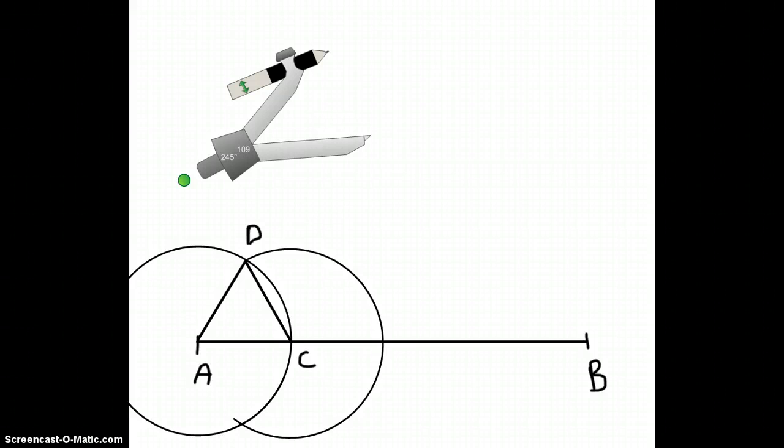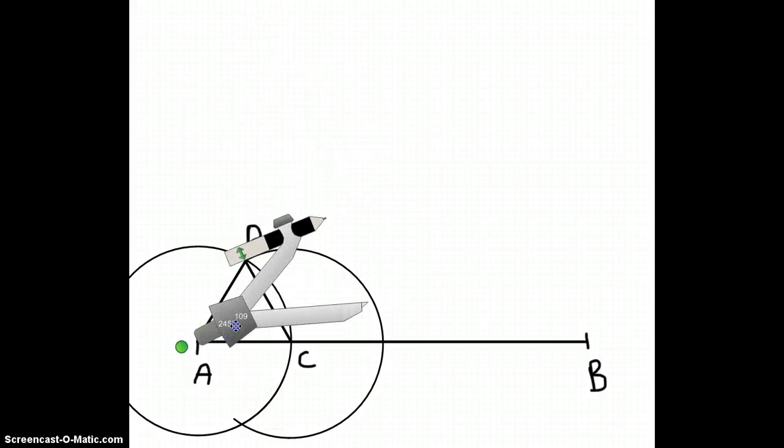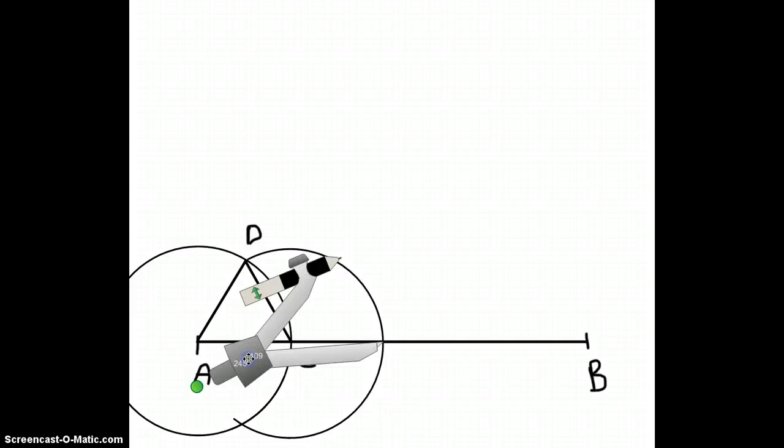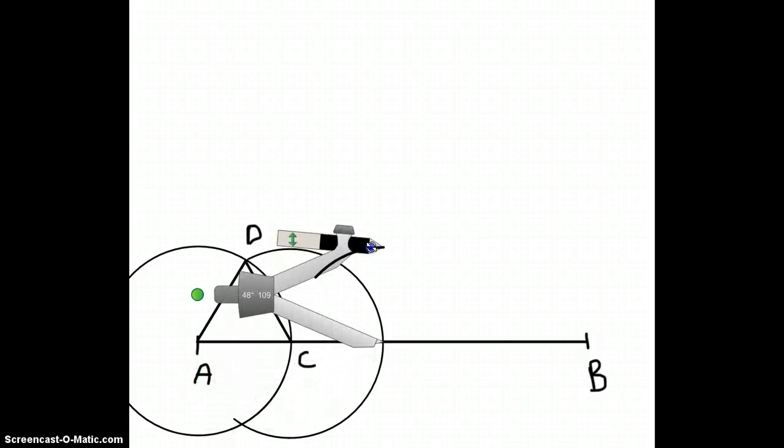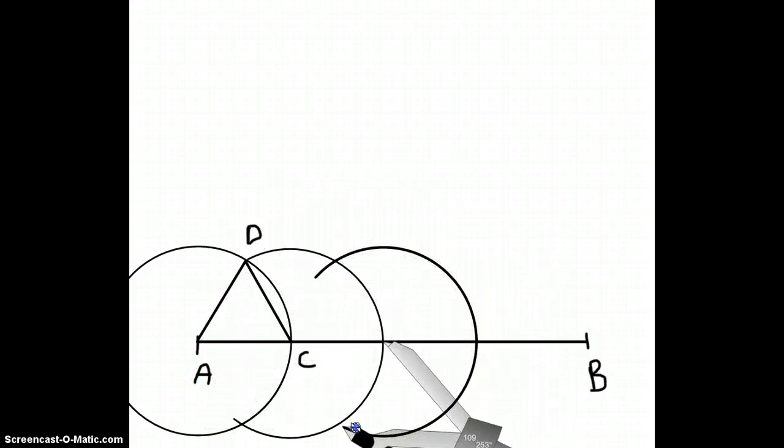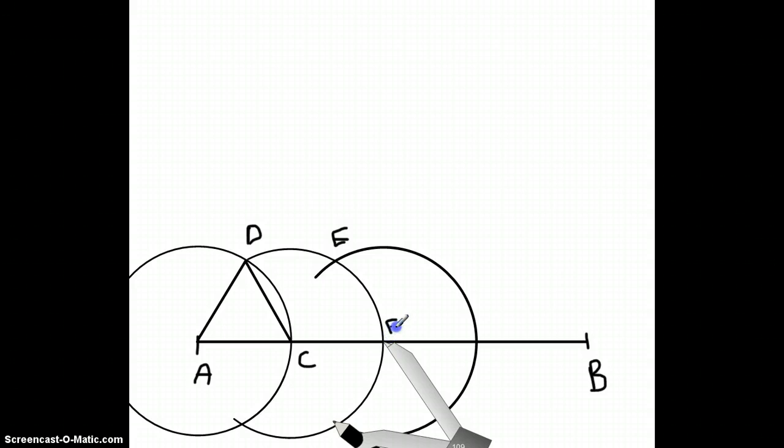I will take my compass again, and I'll create another arc starting at this point here. So if I create the arc, and I've created another point here, and let's label these points just to prevent any confusion. We'll label this point E, and we can label this point F. What you label the points really doesn't matter.